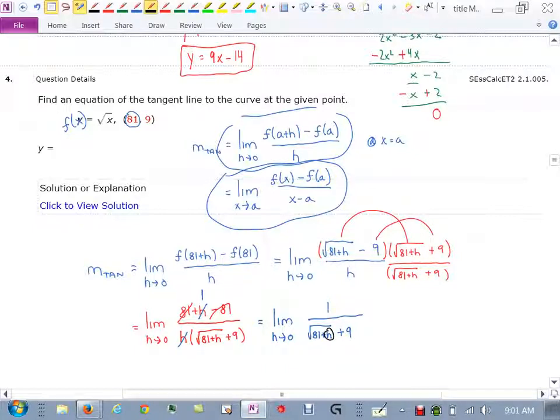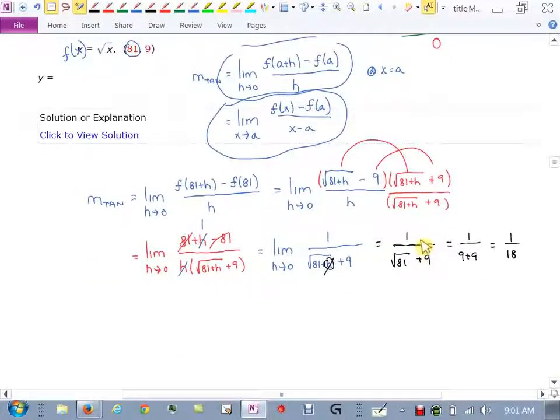When h goes to 0, this term will go away, and we'll be left with 1 over, notice I'm not writing the limit anymore, square root of 81 plus 9. But square root of 81 is 9, so 9 plus 9, and so I get 1/18. So that's the slope of my tangent line. Now I need to find the equation. So I'm using y minus y1, in this case 9, equals the slope m, 1 over 18, times x minus x1, which is 81.